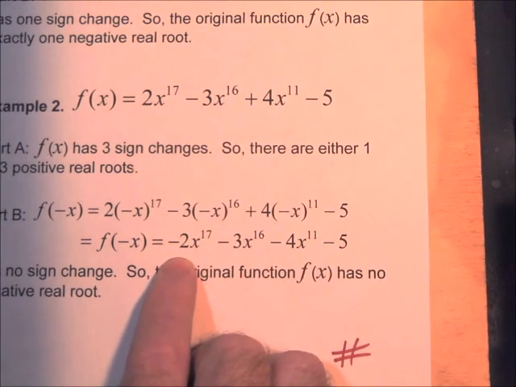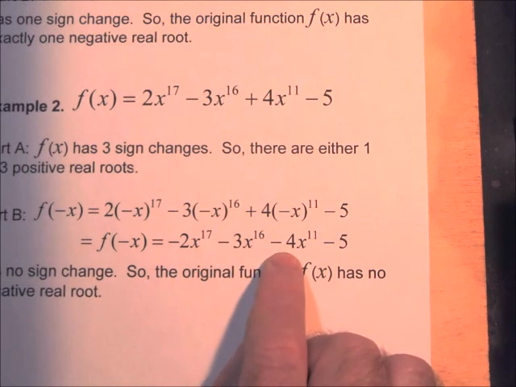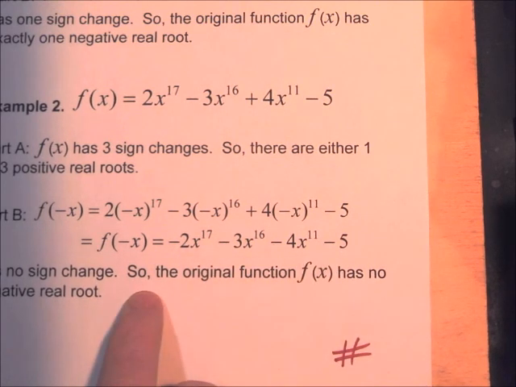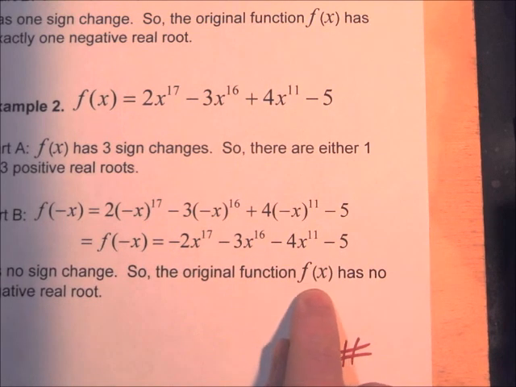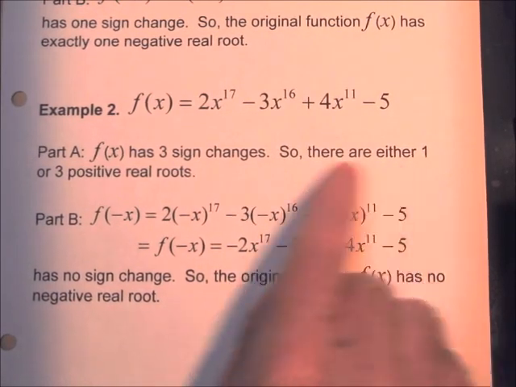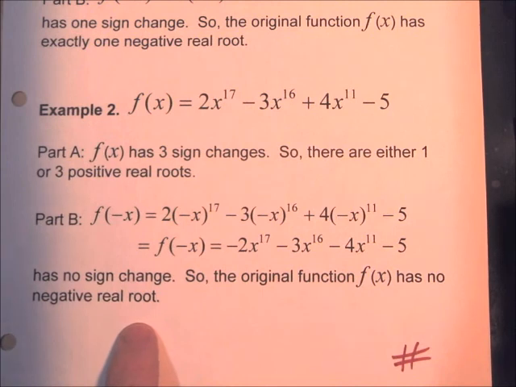So here there are no sign changes. We go from negative 2 to negative 3 to negative 4 to negative 5. These are all negative. There's no sign change. So the original function f of x has no negative real root. There will be either 1 or 3 positive real roots and no negative real root. And that concludes this presentation.